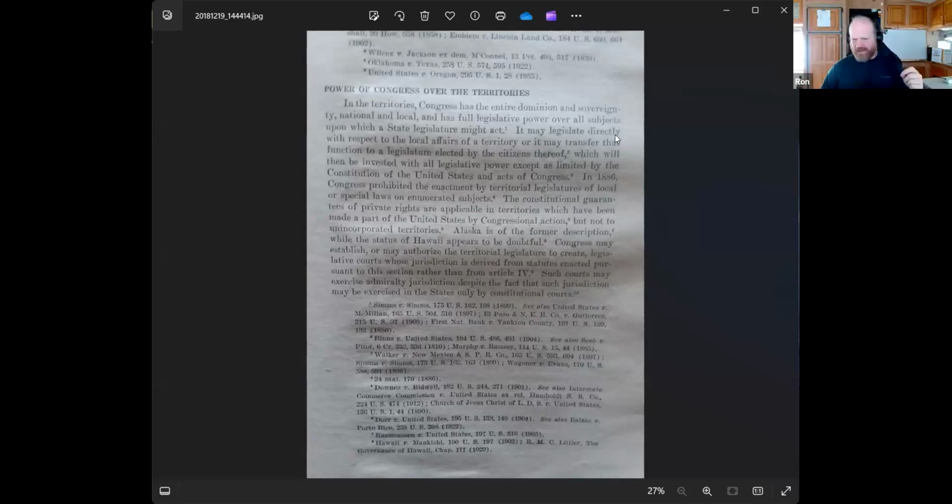Let's read this again. It may legislate directly with respect to the local affairs of a territory, or it may transfer that function to a legislature elected by the citizens thereof. That's the Northwest Ordinance. Which will then be invested with all the legislative power except as limited by the Constitution of the United States and acts of Congress. What does that mean?